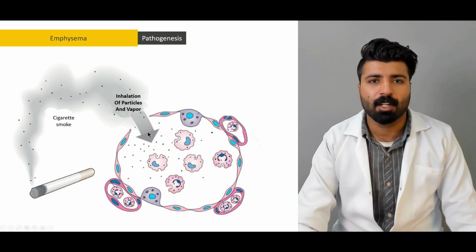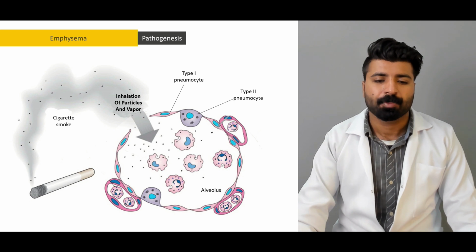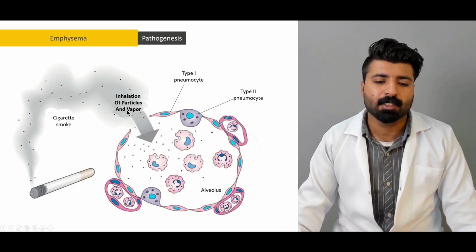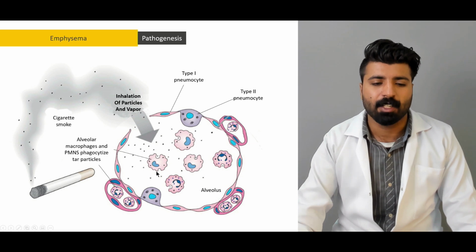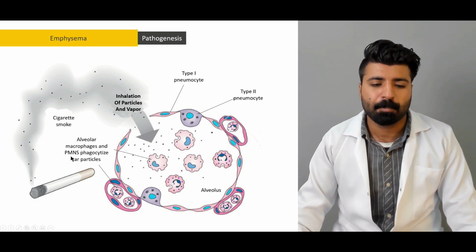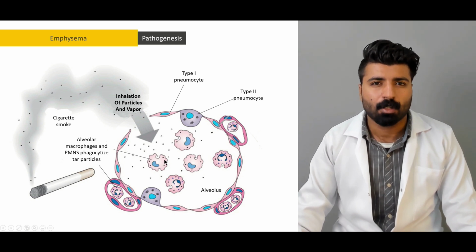What will happen at the alveolar level? As you can see, these are the cells present in the alveoli. Inhalation of particles and vapors will take place. Here are the alveolar macrophages, which will take it in immediately. These alveolar macrophages and PMNs phagocytose the particles, and they will produce what? Protease, which we talked about.